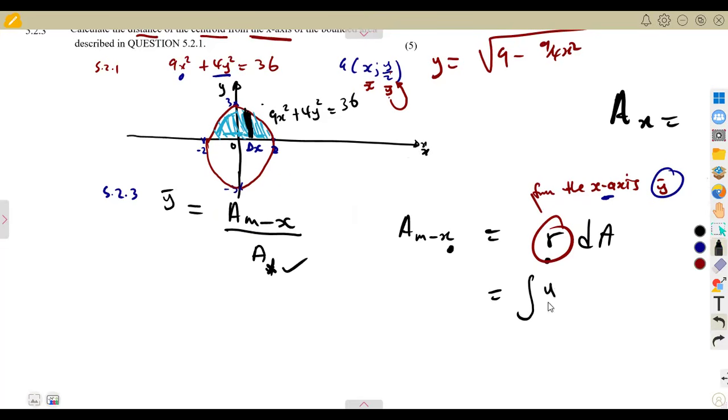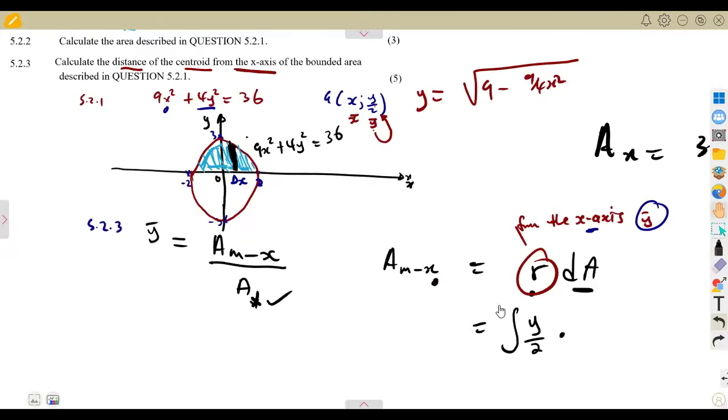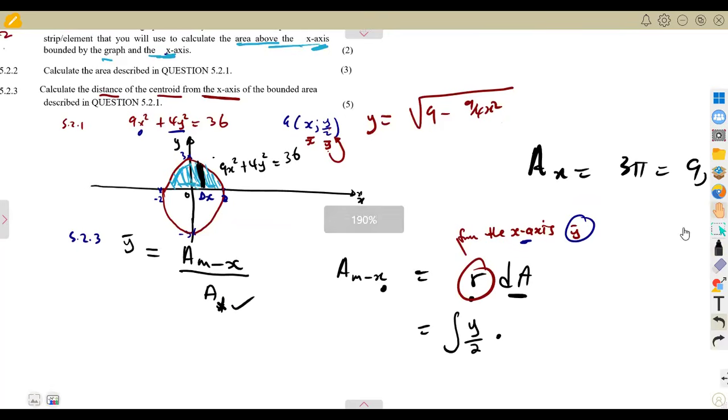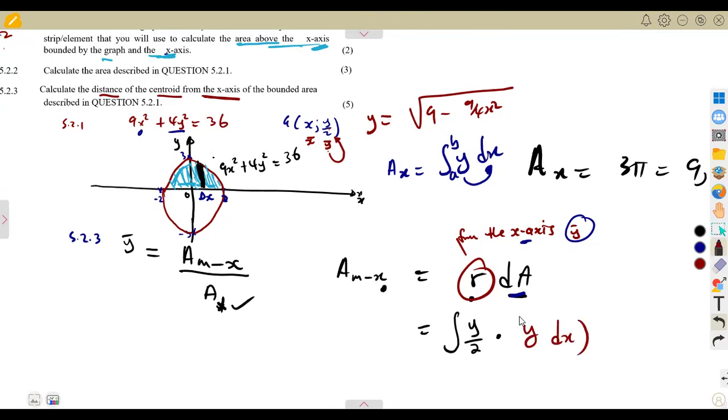So it's going to be the integral of Y over 2. Then dA is the area expression. What was your area expression? If you take note, it was the area about the x-axis, where the area was given by the integral of y dx from a to b. The area expression y dx, this is the one that you're going to use.